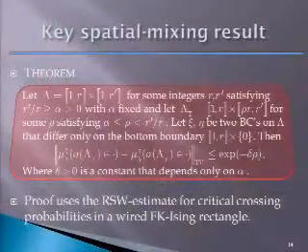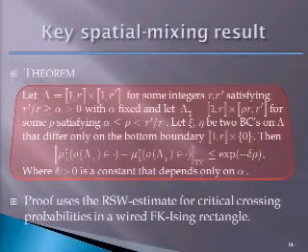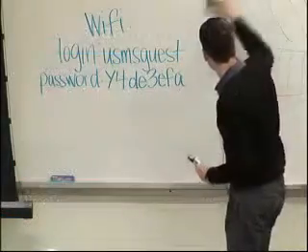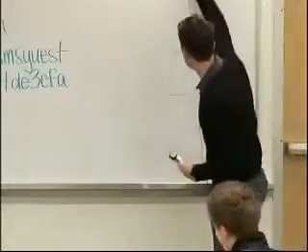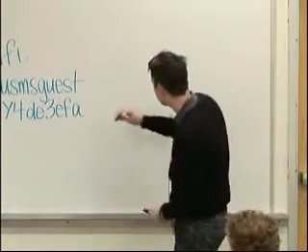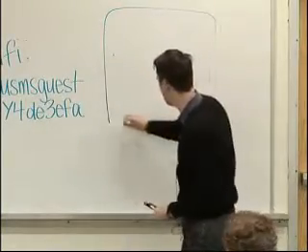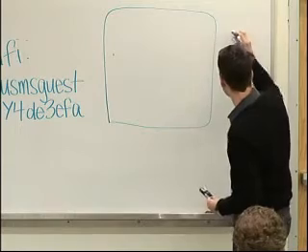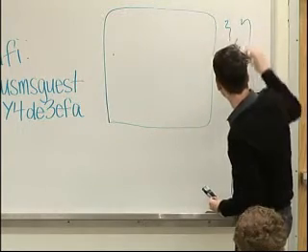So I guess this slide, I'm going to just explain in pictures. Suppose we have a box of roughly equal side length and two boundary conditions, psi and eta.